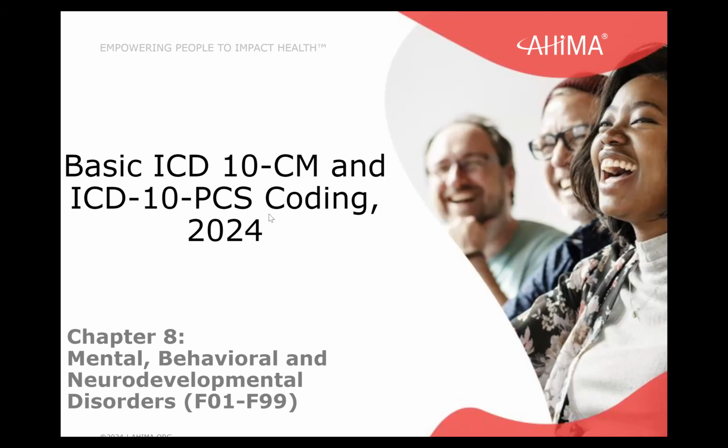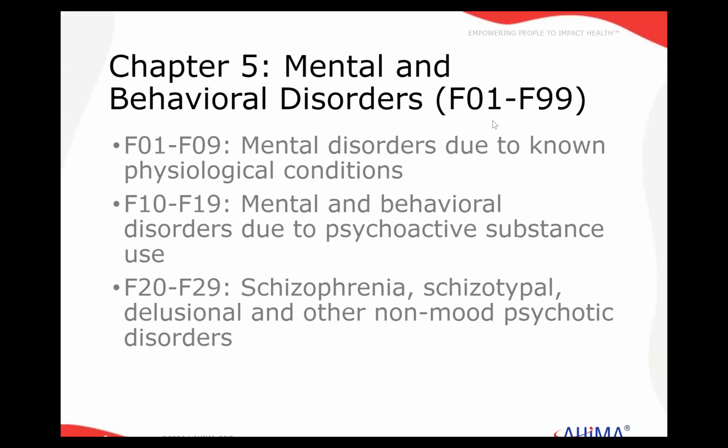Okay, we're here to talk about ICD-10 codes for mental health and neurodevelopmental disorders. These codes all begin with the letter F and go from F01 through F99. F01 through F09 are any mental disorders that are due to known physiological conditions. F10 through F19 are mental and behavioral disorders due to substance abuse or use.